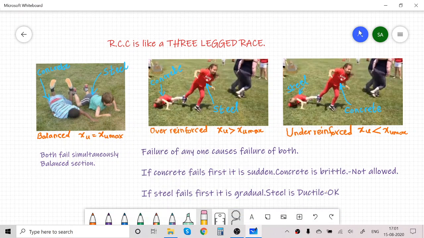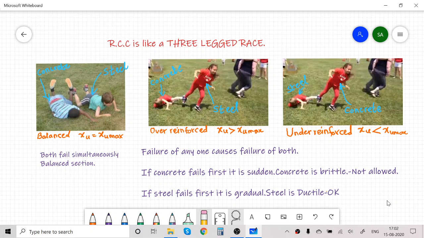Hello friends, in this third lecture of RCC, we will discuss how to find the percentage limit of AST, PT limit or PT max for a balanced section. Before that, I will explain again what is a balanced, over-reinforced and under-reinforced section.